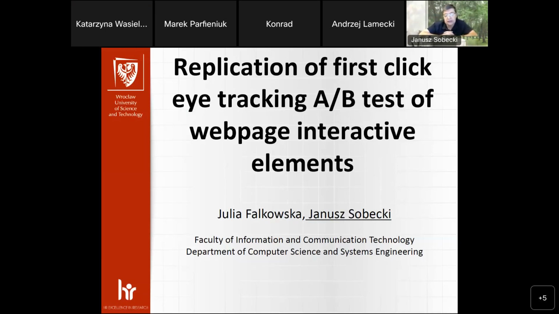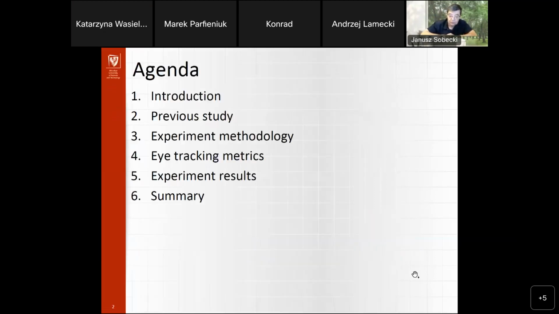I would like to present the replication of our tests, which were made on A/B testing of interactive elements of web pages. What was the reason for this? We would like to make the measures of eye tracking more objective and not subjective. And we are in the process of seeking how to make them more objective.